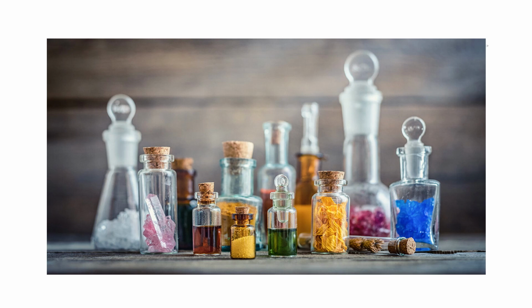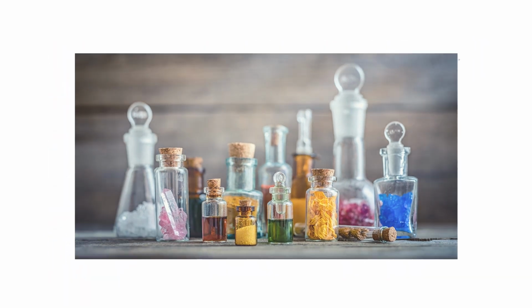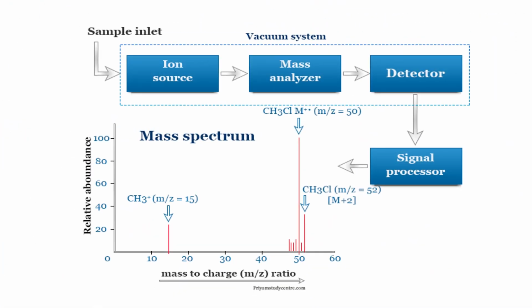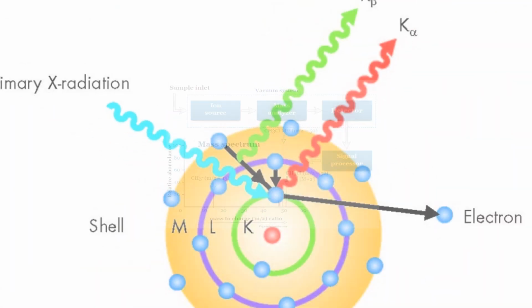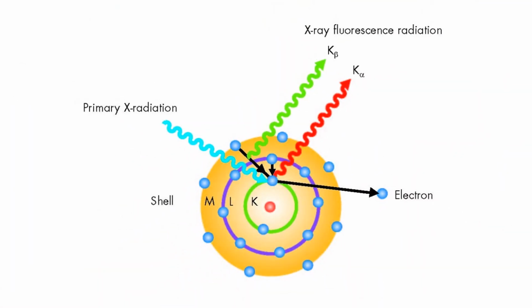There are several techniques used for elemental analysis, each with its own principles and applications. Some common elemental analysis techniques include mass spectrometry, MS. Mass spectrometry measures the mass-to-charge ratio of ions to identify and quantify the elements present in a sample. Various types of mass spectrometry instruments are used, including inductively coupled plasma mass spectrometry, ICP-MS, and gas chromatography mass spectrometry, GC-MS.